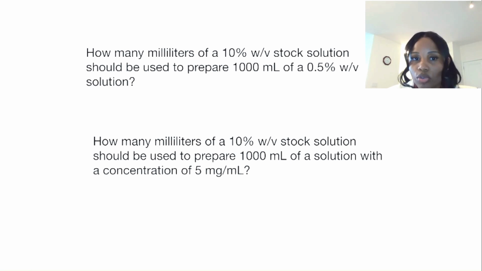Let's look at these first two problems, okay? So how many milliliters of a 10% weight in volume stock solution should be used to prepare 1,000 ml of a 0.5% weight in volume solution? Now let's look at the second problem. How many milliliters of a 10% weight in volume stock solution should be used to prepare 1,000 ml of a solution with a concentration of 5 milligram per ml?